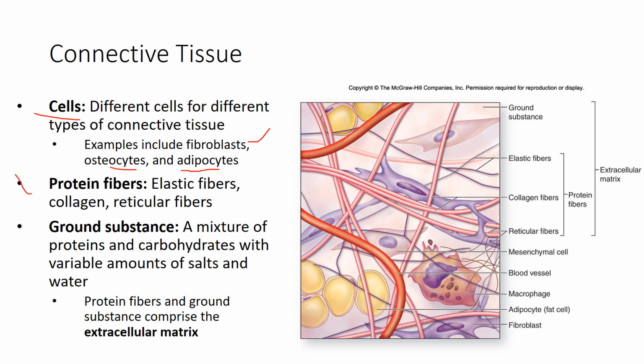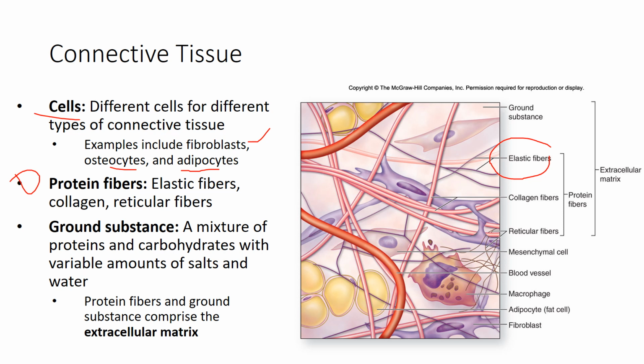The second thing that we have are the protein fibers. The three ones that make up the connective tissue are elastic fibers. These are going to be the most flexible and also the smallest. So here's an example in this image. Here are our elastic fibers.